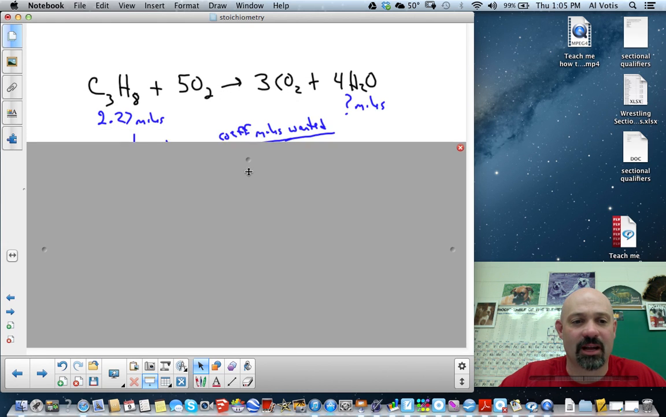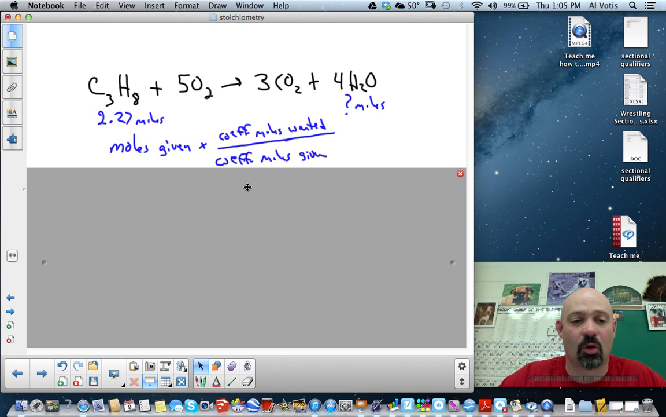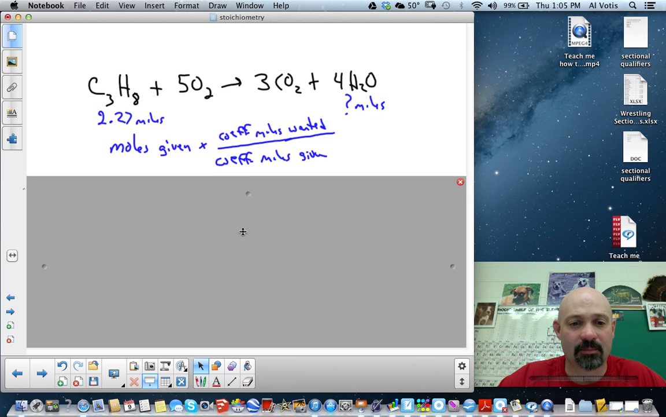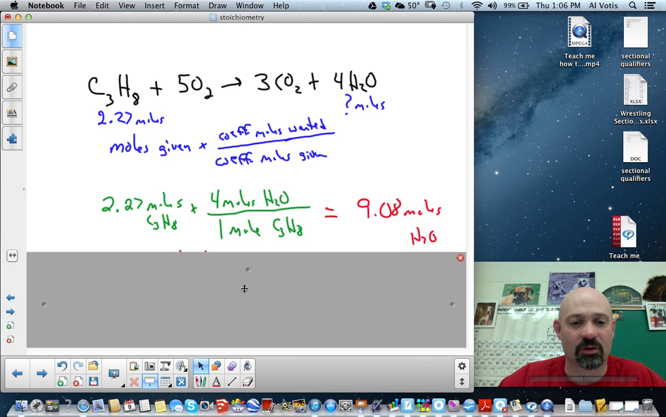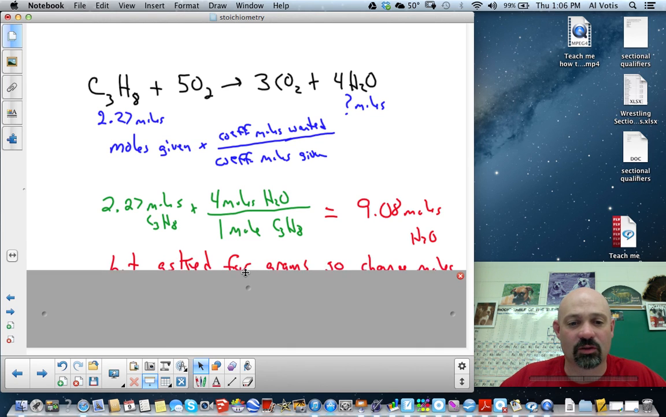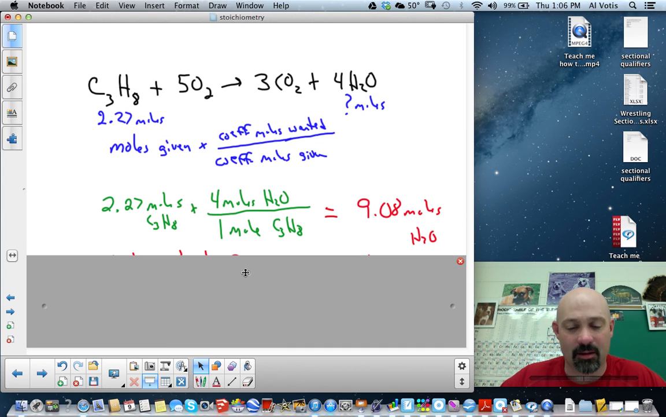So there's my balanced equation again. Now I have 2.27 moles. Your mole ratio, to find the moles of your wanted substance, I want water, is going to be the coefficient of moles of wanted over the coefficient of moles of given. What do I want? I want the question mark, water. What's in front of water? 4. Coefficient of moles of given, that's what I started with, that's what I knew. I know the propane. What's in front of it? 1. So my mole ratio is 2.27 moles of propane times 4 moles of water per 1 mole of propane. That's where the 4 and the 1 come into play. They are coming from our balanced equation.